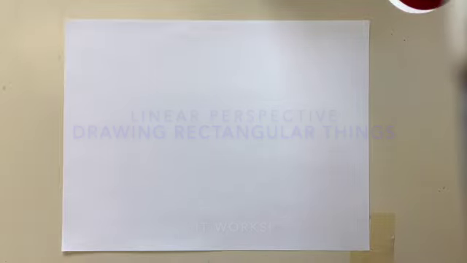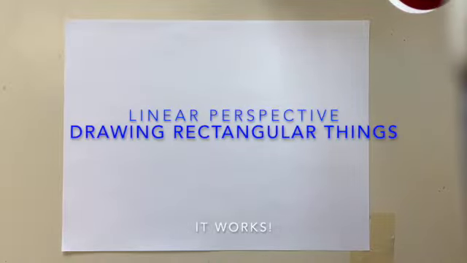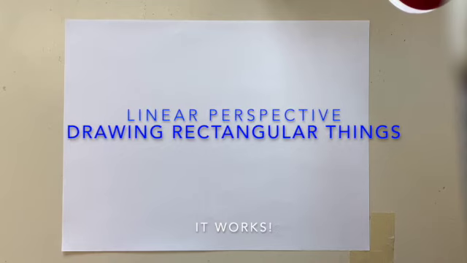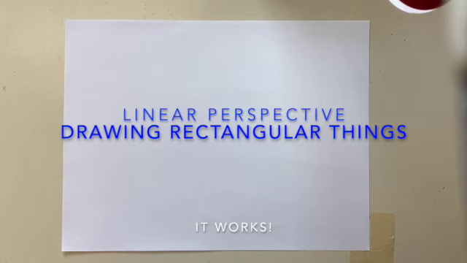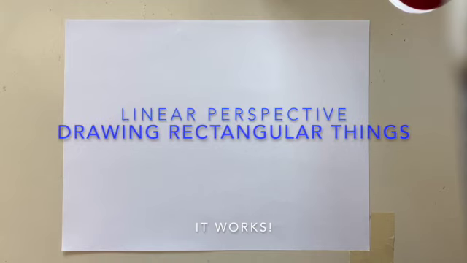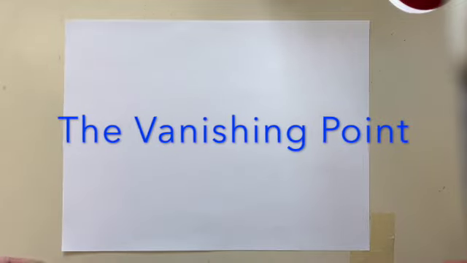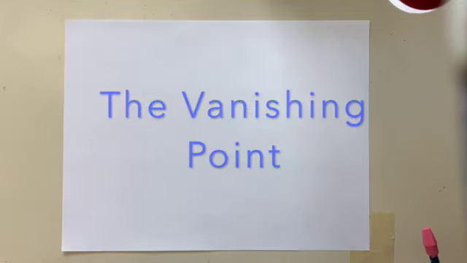Hello students. In this video I am going to be showing you guys how to use linear perspective to draw convincing looking square and rectangular objects. A lot of people know this as using the vanishing point, so we are going to be using something called the vanishing point today.